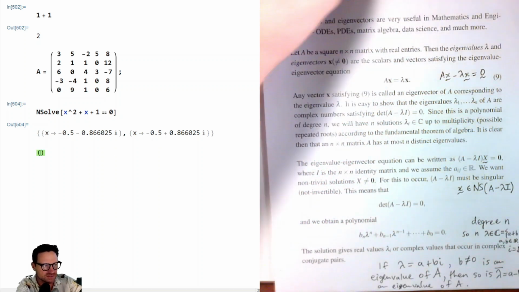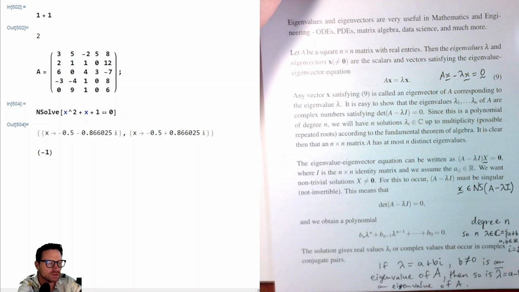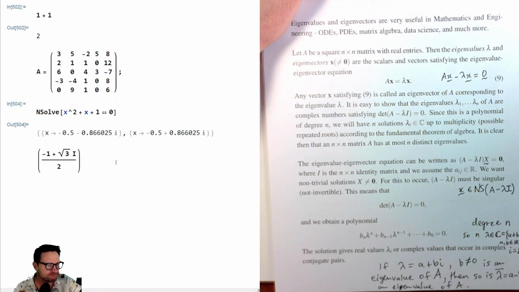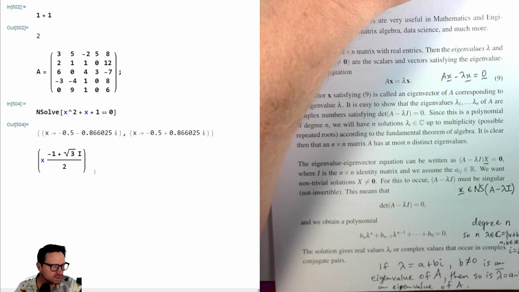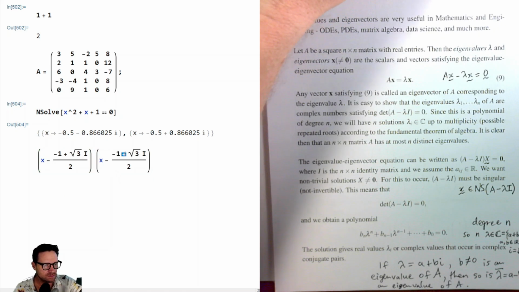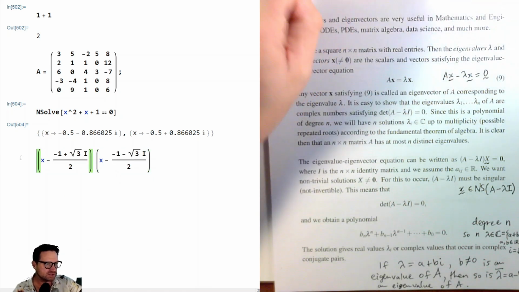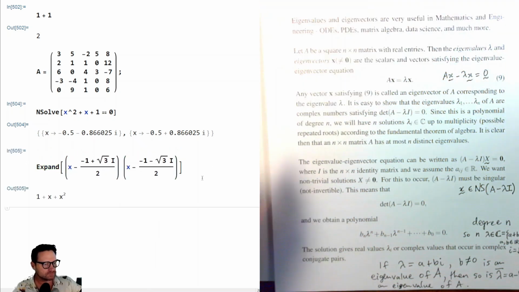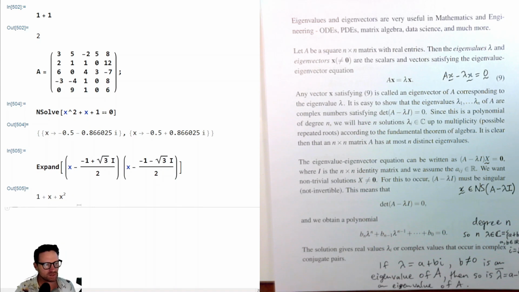Okay, so if I enter this plus the square root of 3 times I, where this uppercase I in this case means the square root of -1 in the software. Okay, and so let's say x minus this times, okay, so let's expand this. And you'll see it gives x squared plus x plus 1.